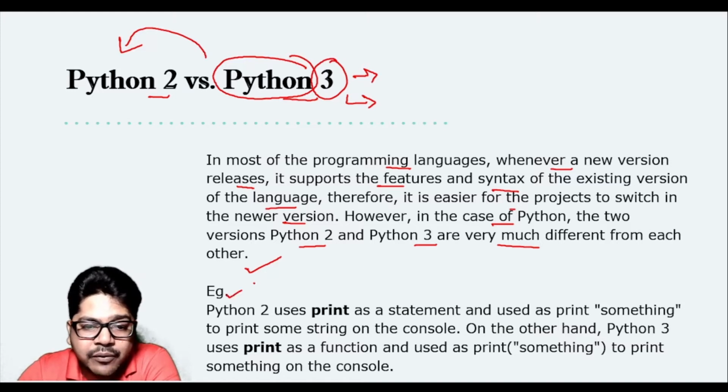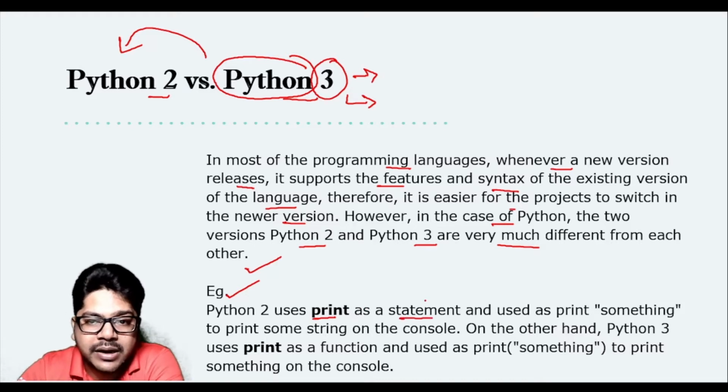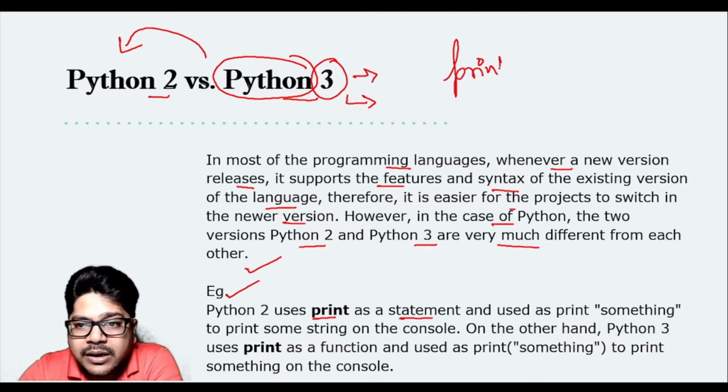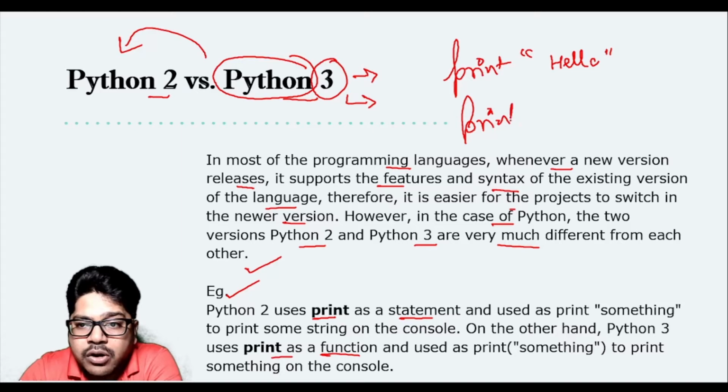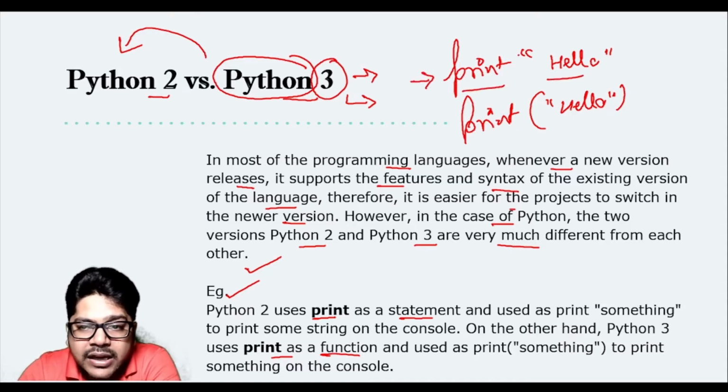Just to give one example, Python 2 uses print as a statement. When you use print as a statement, you directly write print and then within inverted commas you write hello, and hello will get printed. But in Python 3, you use print as a function. So when you use print as a function, the round brackets automatically come into the picture. You see the difference here. In Python 2 there was no bracket involved because it was a statement. But here in Python 3, you can see the round bracket coming into the picture because it is a function. So this is a major difference.